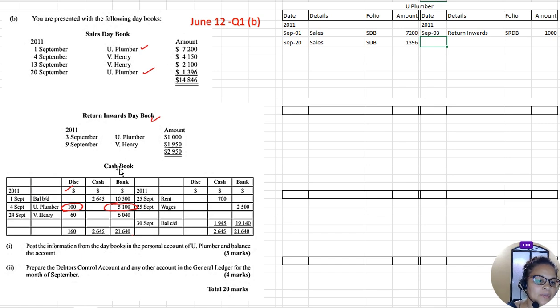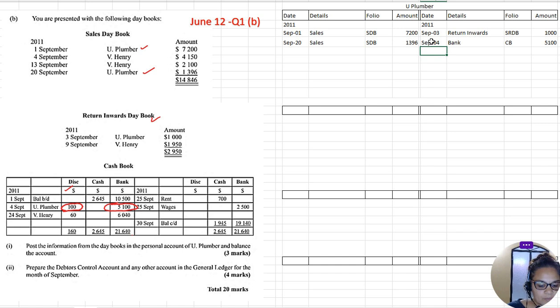So since it is on the debit side of our cash book, it means U Plumber paid us 5,100. So we can put that September the 4th. We receive a check, so it went into our bank account, and you can put cash book for 5,100. Now, what also took place on the 4th of September is that we also give U Plumber a discount. So this is a discount allowed.